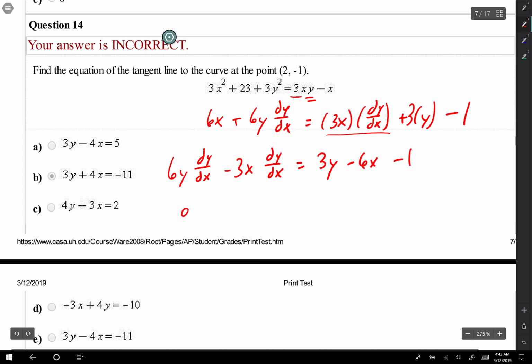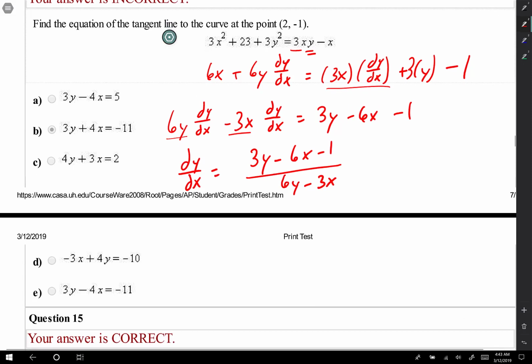Factor out dy dx and divide. So you have 3y minus 6x minus 1 divided by 6y minus 3x. There's nothing to cancel out, so don't cancel anything out. Plug in your 2 and 1.